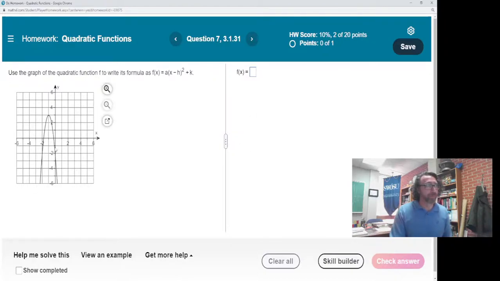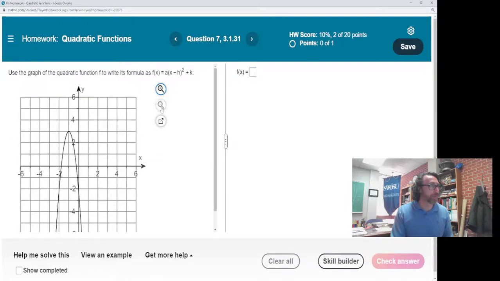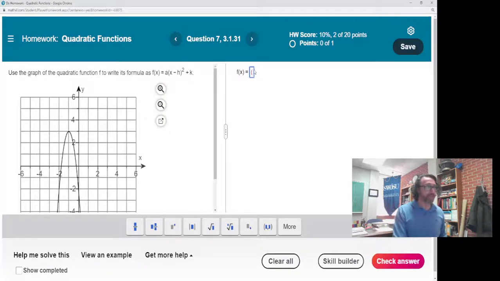Once again, we're given the graph, and we are challenged to come up with the vertex formula for this graph. So let's look at where our vertex is. 1 unit left, 3 units up. So that means I'm dealing with x plus 1 quantity squared plus 3. That would be a shift 1 unit left, 3 units up.